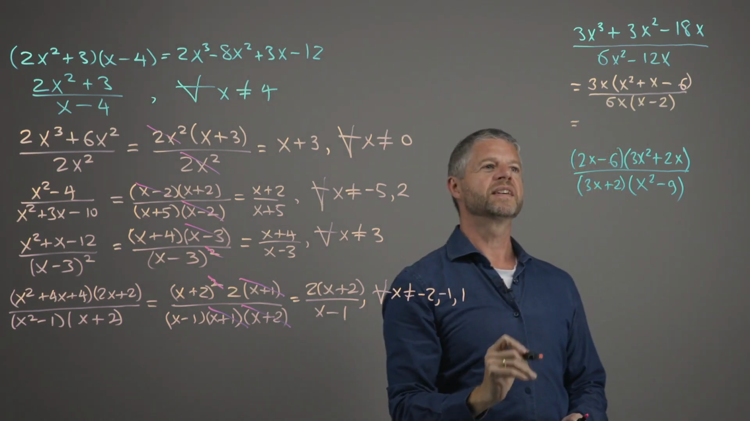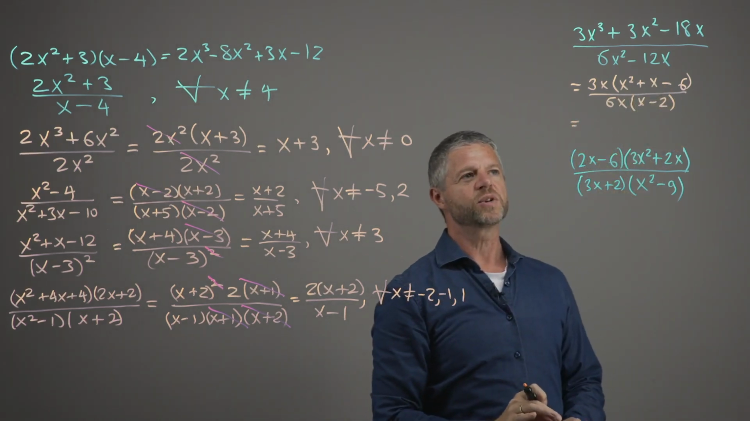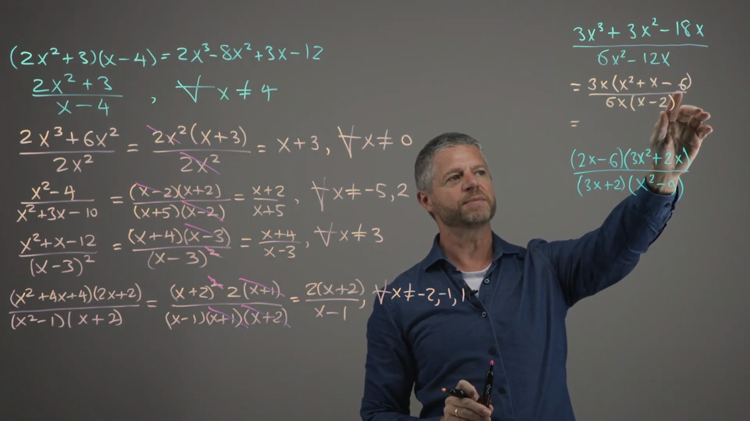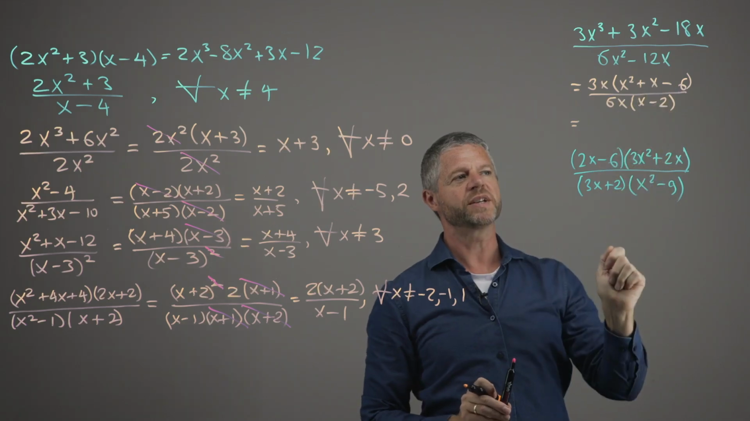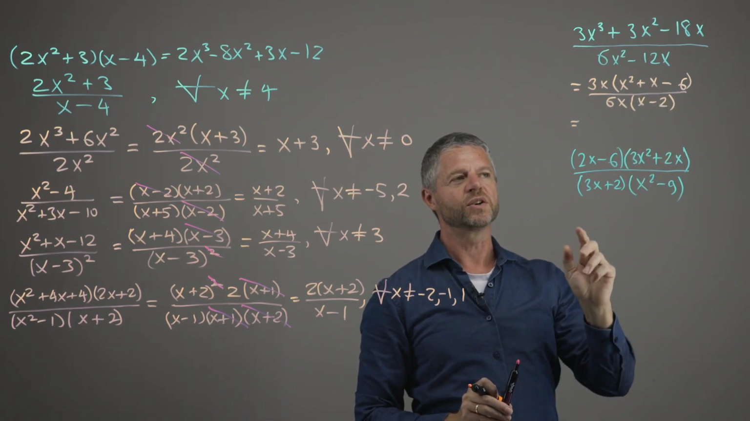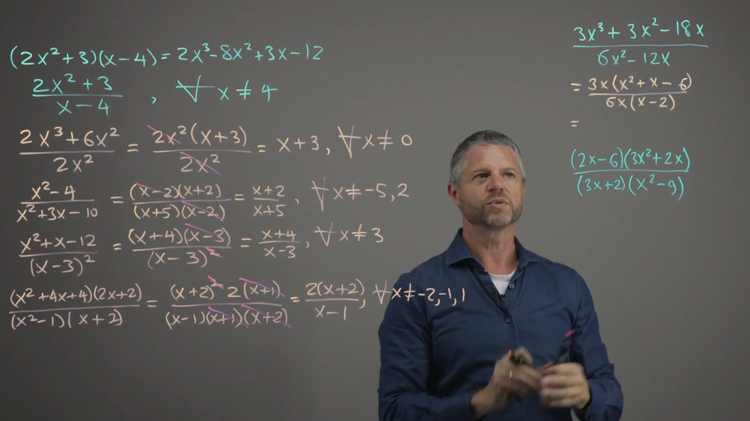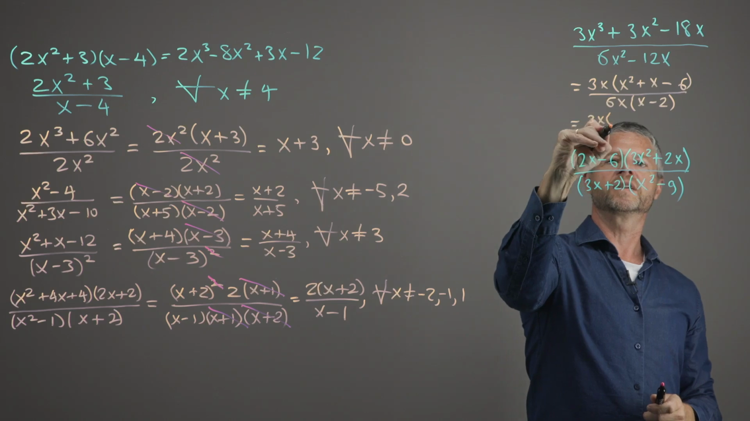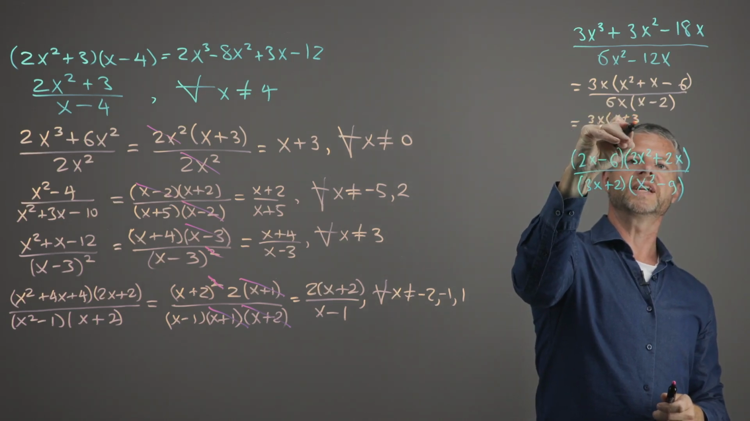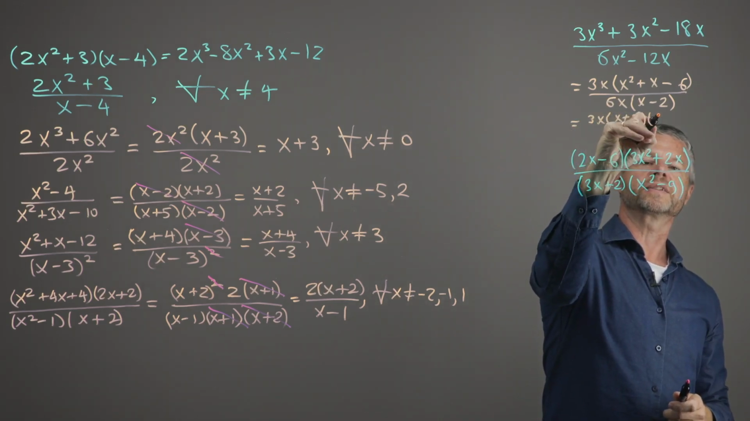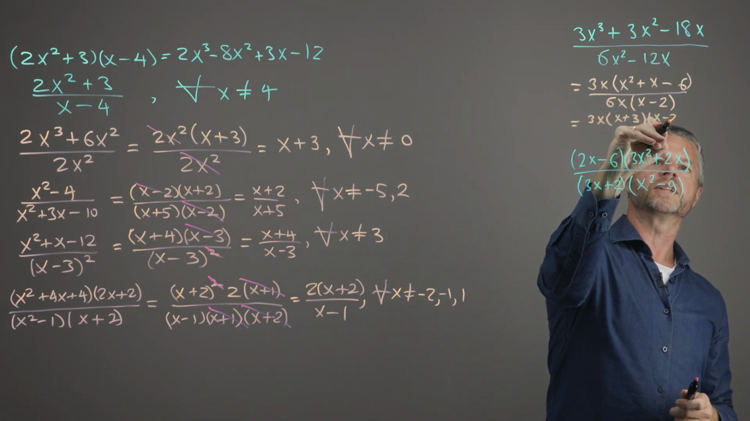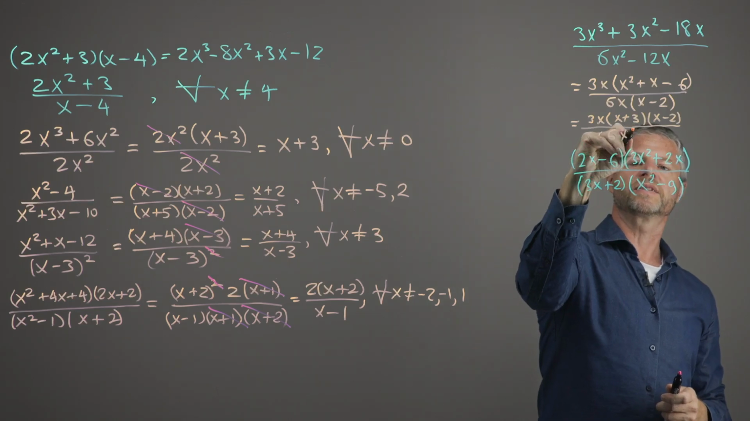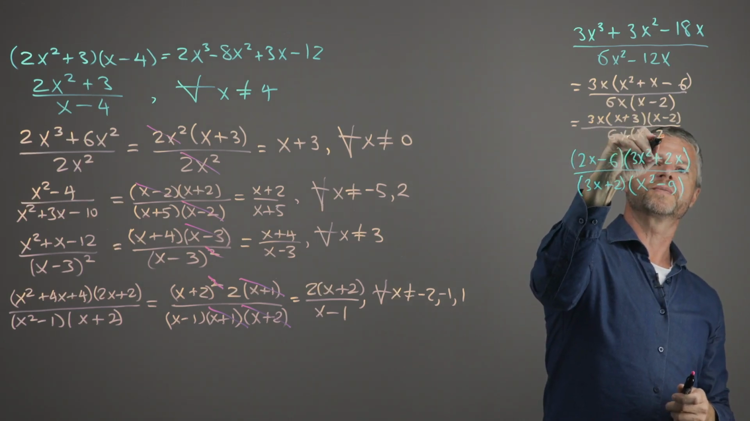And see if I can factor that quadratic up there, x squared plus x minus 6. I need two numbers that multiply to give me minus 6 and add to give me plus 1. So let's see, plus 3 minus 2 would work there. So I'll have 3x, x plus 3, and x minus 2. And then I've got 6x, x minus 2.